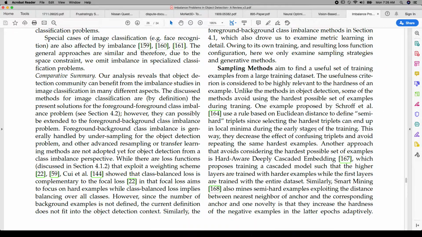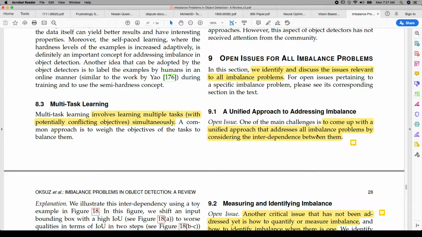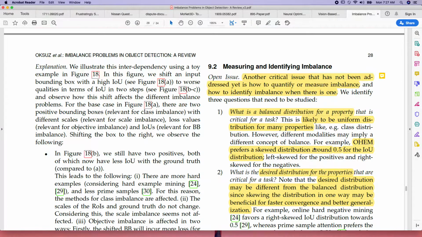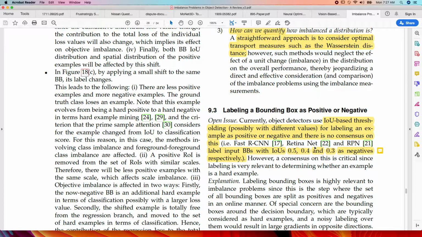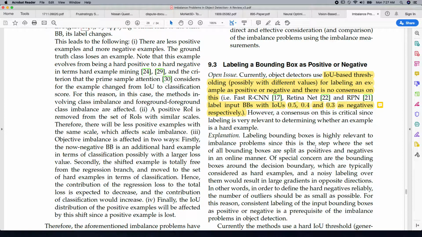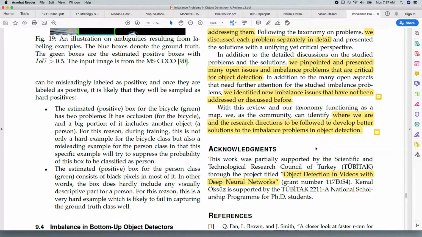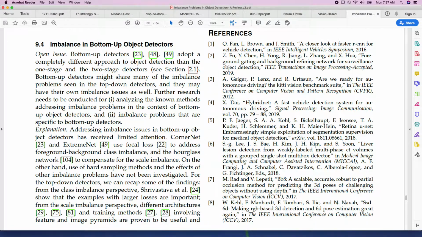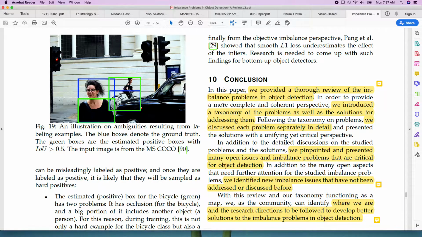Metric learning, and then I've mentioned the open issues for the imbalance problem. Okay, I think this is a good point to wrap it up here. We will continue from here next time. We will look at some of the important ones and try to dig deep into them for better understanding.